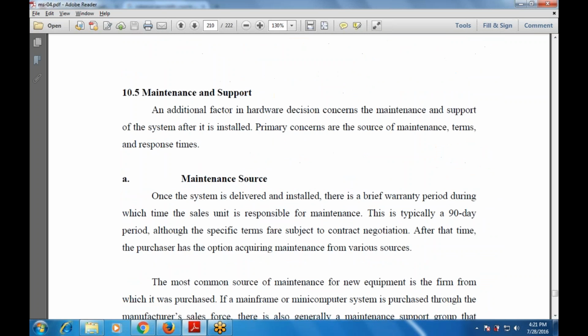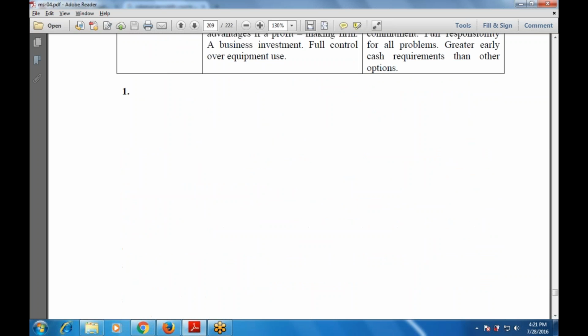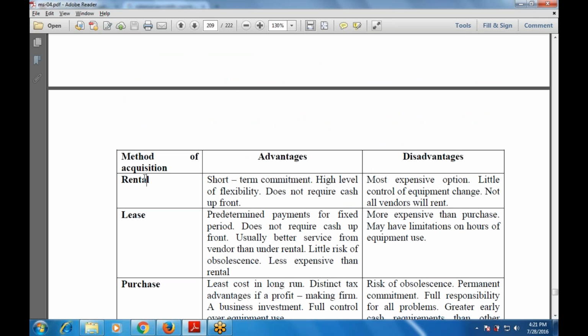Now, when we talk about the comparison of these methods: rental, advantages, disadvantages; lease, advantages, disadvantages; purchase, advantages, disadvantages.